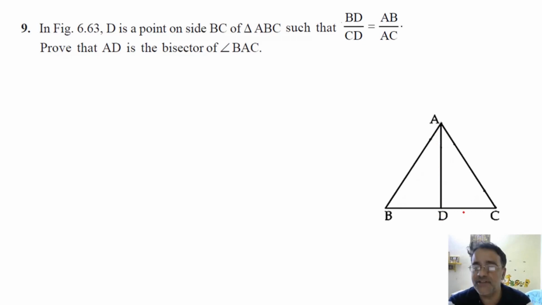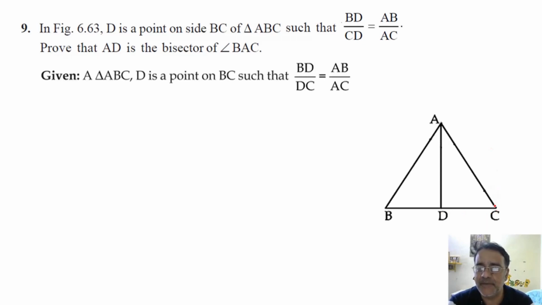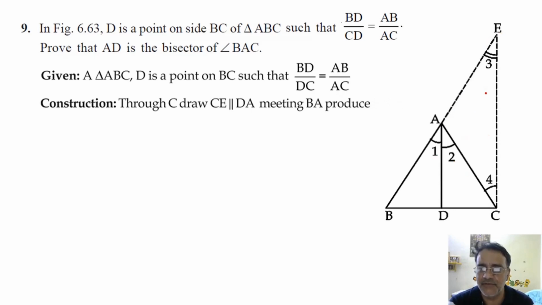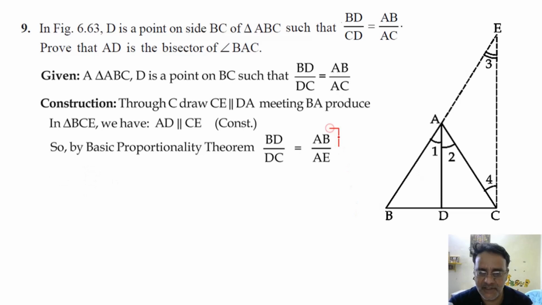Okay. Here also we will do the same construction. C से हम लोग एक parallel line draw करेंगे. Right? We are drawing one parallel line and we'll extend this one. Both will intersect at point E. फिर से 1, 2, 3, 4 ले लिए हम लोग. Right? Now what is given that BD upon DC is equals to AB upon AC, and by basic proportionality theorem what we can write, BD upon DC is equals to AB upon AE. ठीक है, वो वाला पार्ट हम लोग पहले लेंगे. This is clear?